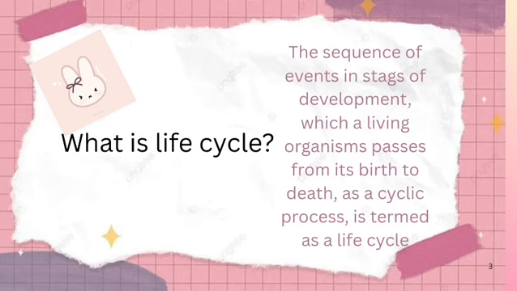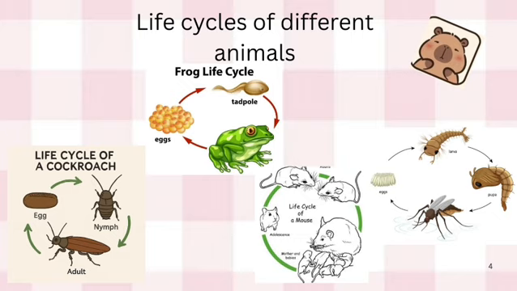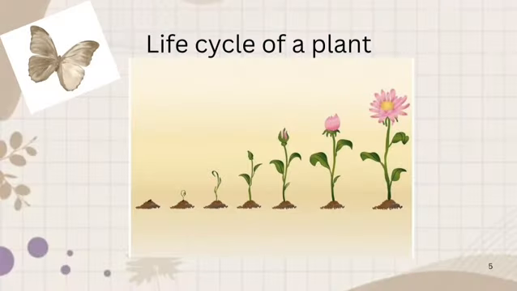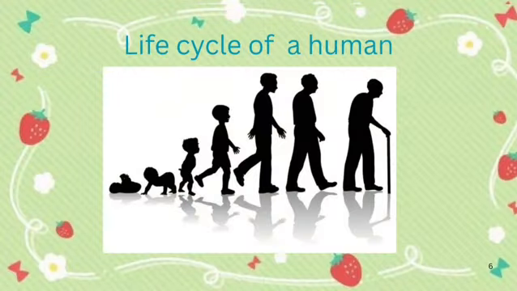What is life cycle? The sequence of events in stages of development, which a living organism passes from birth to death, as a cycle process, is termed as life cycle. Life cycles of different animals. Life cycle of a plant. Life cycle of a human.